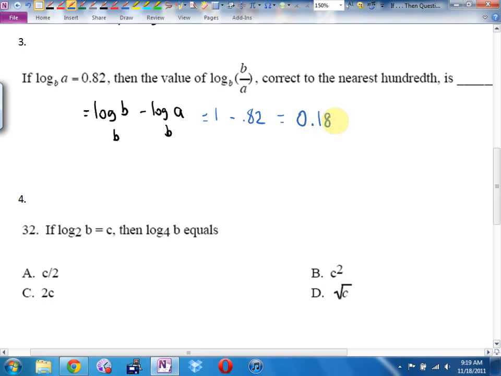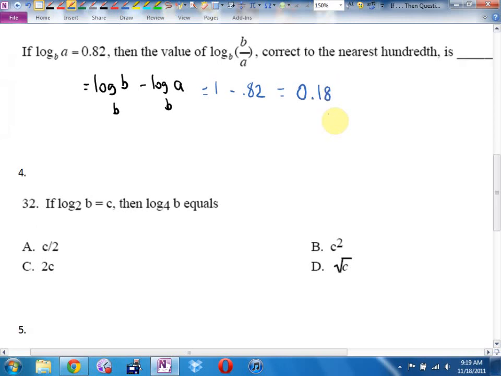A couple more. I think 3 more, 2 more. Number 4. What used to be number 32.